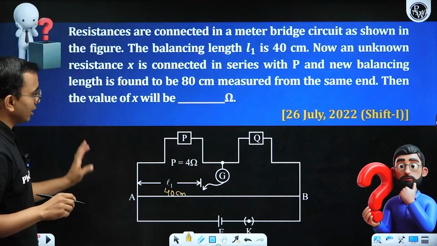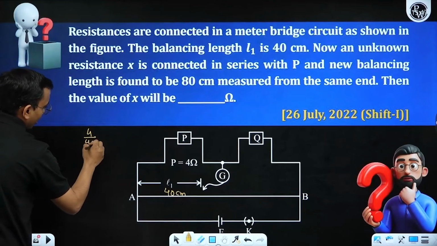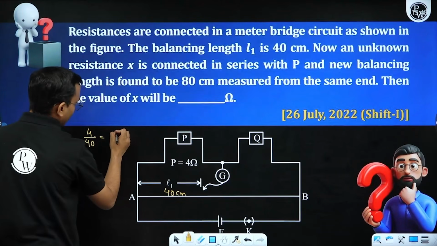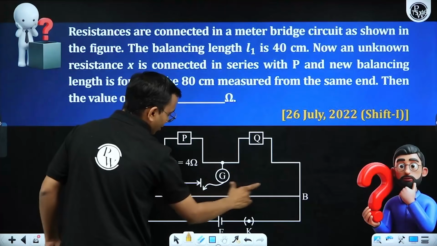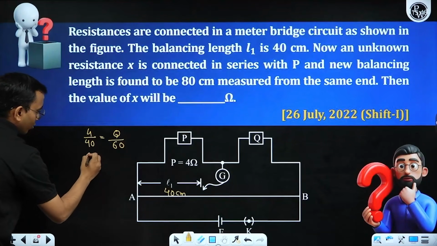First of all, for this condition, if I write 4 by 40 equals that resistance, that is Q, divided by the remaining length, 100 minus 40, that is 60. So from here I got Q as 6 ohm.